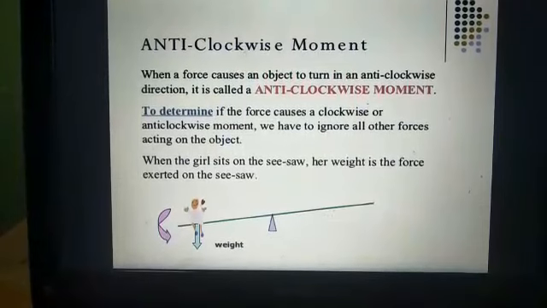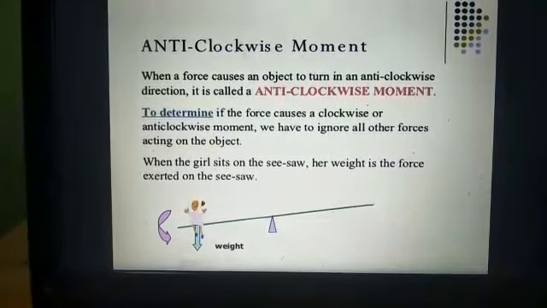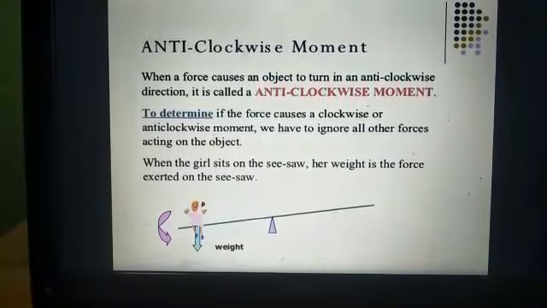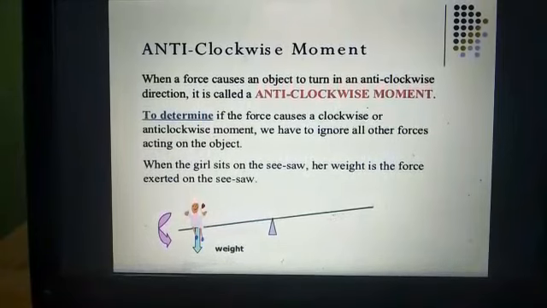In anti-clockwise moment, when a force causes an object to turn in an anti-clockwise direction, it is called anti-clockwise moment. The girl sits on the seesaw. Her weight is the force exerted on the seesaw and we observe the anti-clockwise moment.